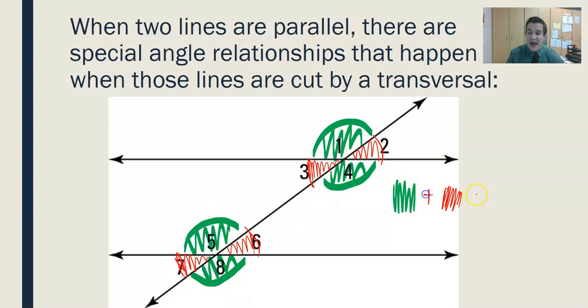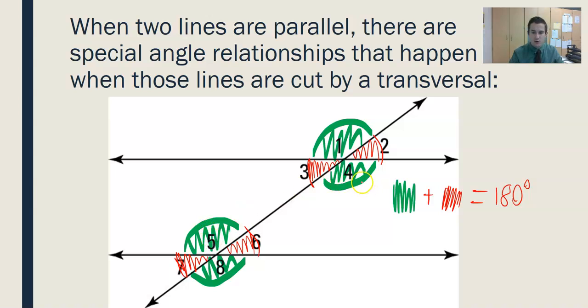Then, when I add a green and a red angle together, they will always add up to 180 degrees, or they will always be supplementary. See where we're going with this? Always. There will be two relationships that will occur with these angles in parallel lines. They will either be, two angles will be congruent, or two angles will be supplementary.